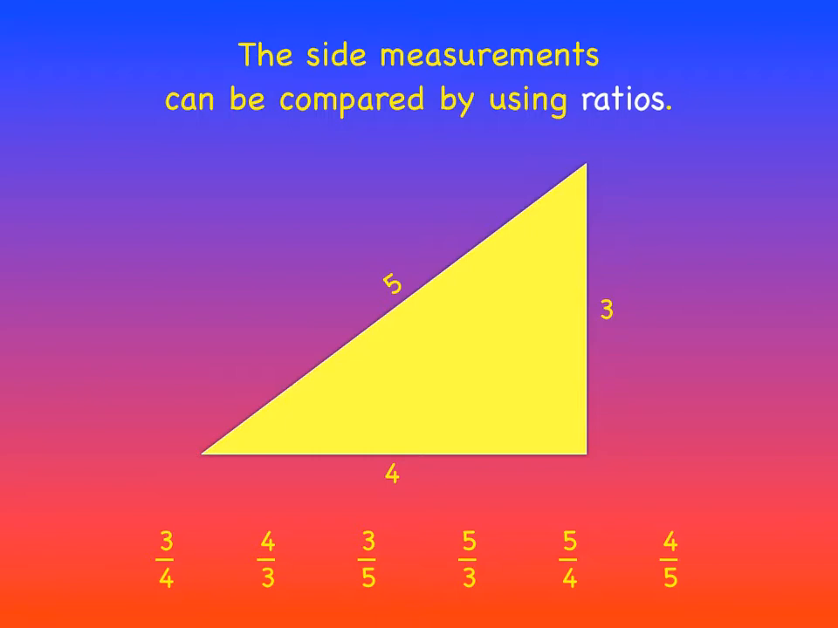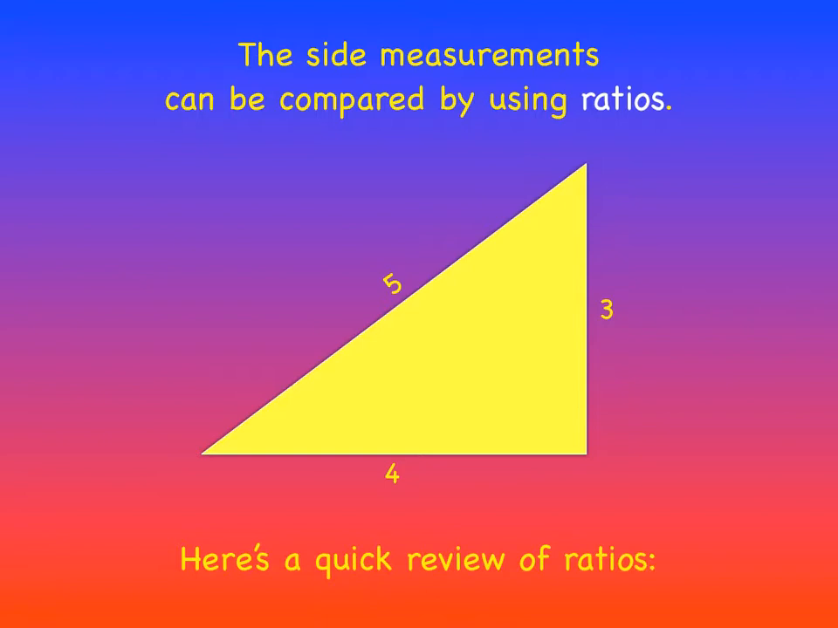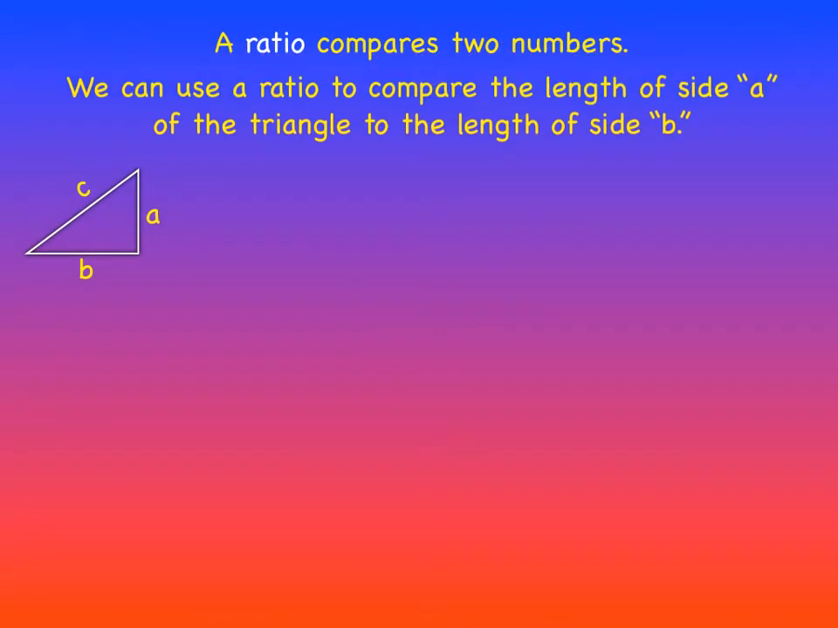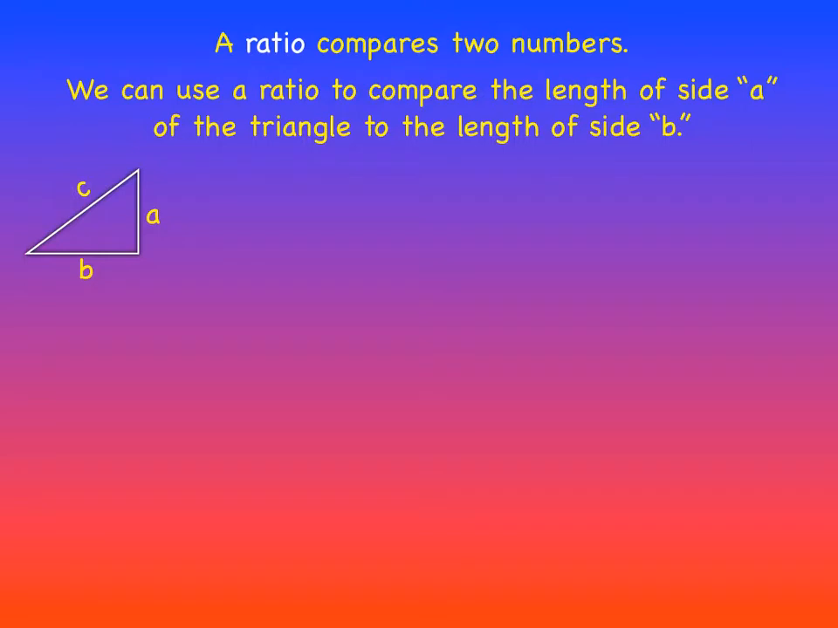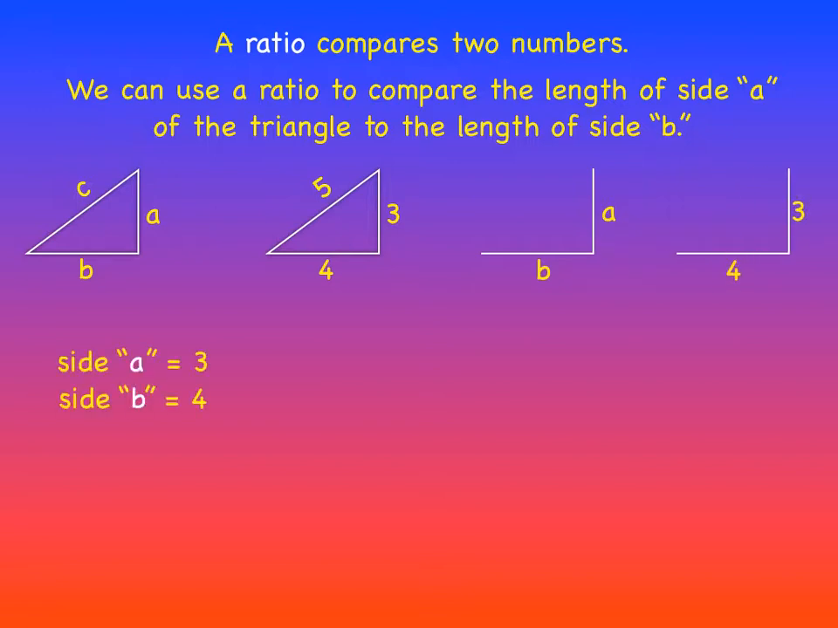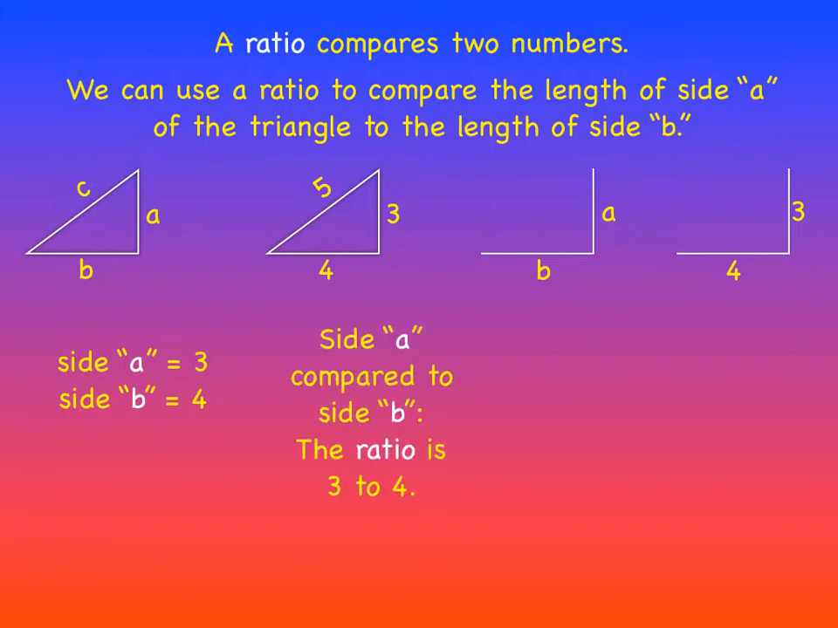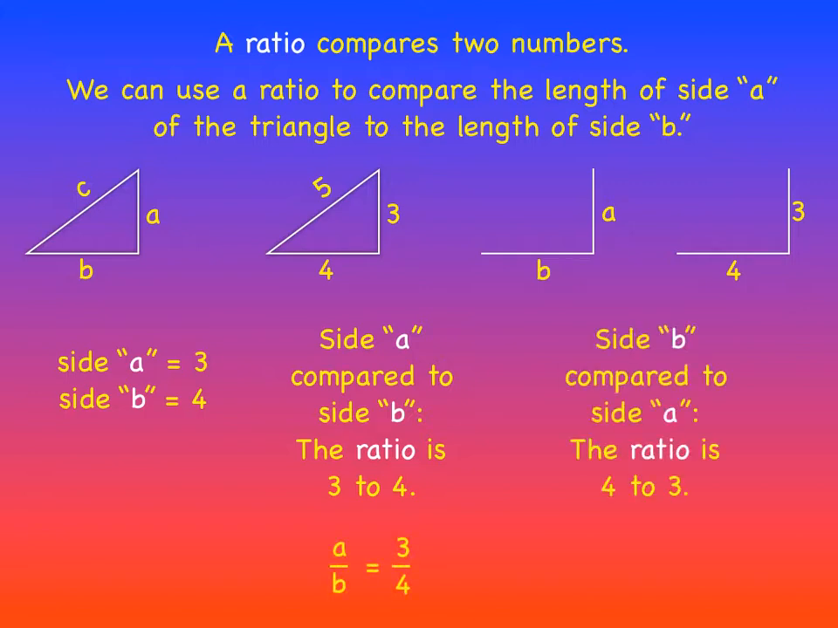But maybe that doesn't make much sense to you, so here's a quick review of ratios. A ratio compares two numbers. We can use a ratio to compare the length of side A of the triangle to the length of side B. Side A is 3, side B is 4. Side A compared to side B, the ratio is 3 to 4. Side B, on the other hand, compared to side A, the ratio is 4 to 3.